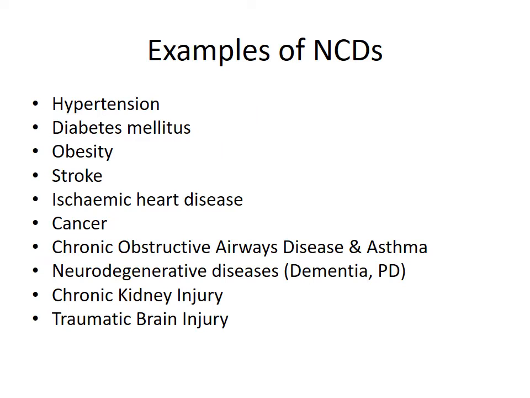And examples of NCDs are on this slide: hypertension, diabetes, obesity, stroke, cancer, chronic obstructive airways disease, asthma, neurodegenerative diseases, chronic kidney injury, traumatic brain injury. The list goes on and on, but these are the key ones. I'll use some of these to illustrate the consequence of non-control of NCDs later.